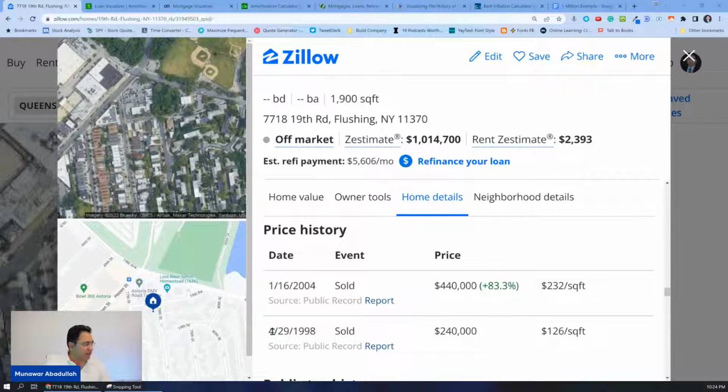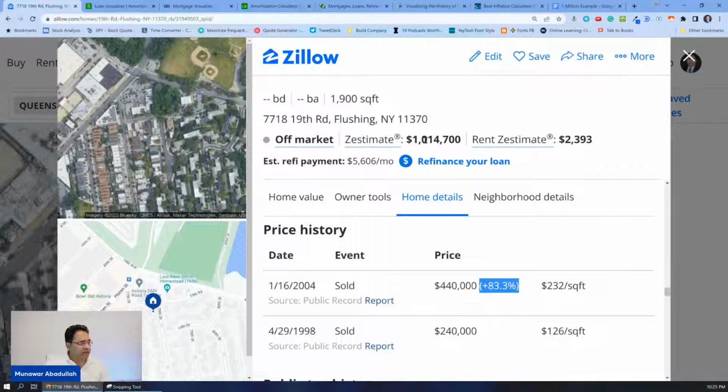If you look at this, in 1998, this home was sold for $240,000. And then 6 years later, this home was sold for $440,000. And this is not even the peak of 2008. This is 2004. You can see the price almost doubled. If it would have been 480, that would give almost 100%. But you can see here an 83% gain in less than 6 years, right?